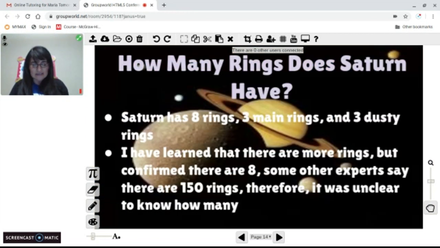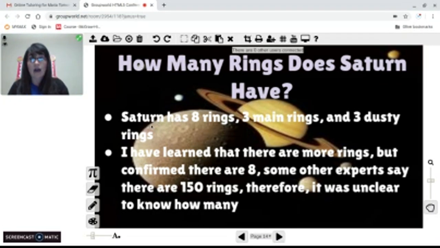Next question, rings. Does it have rings? Well, obviously Saturn has that beautiful ring. And so what did you learn? If that's one of the questions, then put it down: how many rings does Saturn have? Now answer the question. Saturn has 8 rings, 3 main rings and 3 dusty rings. What did I learn? I learned that there are more rings, but confirmed there's 8.